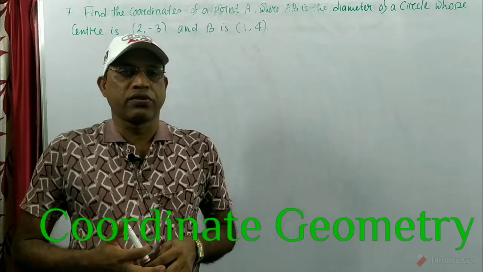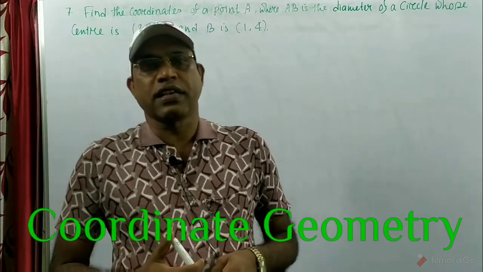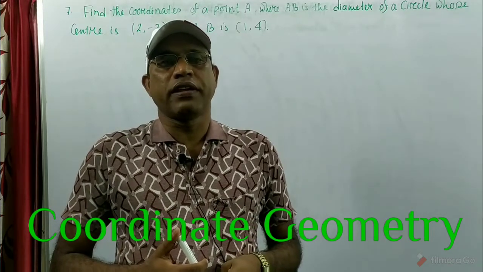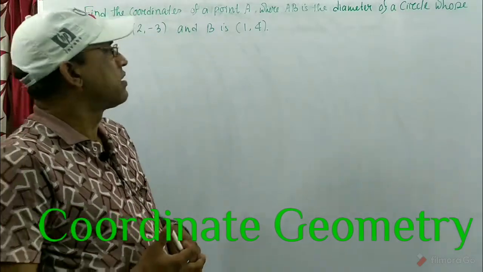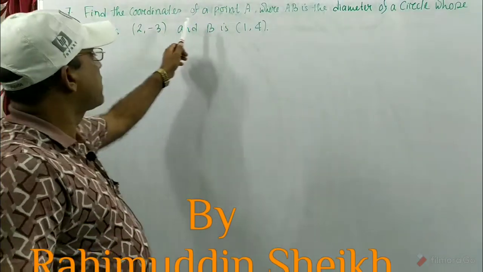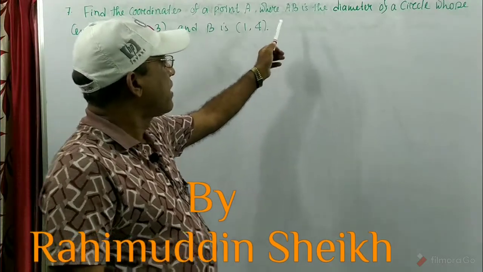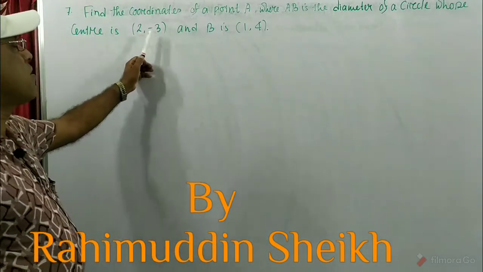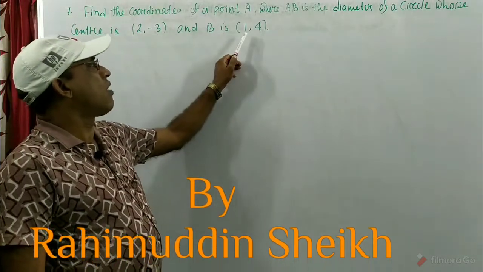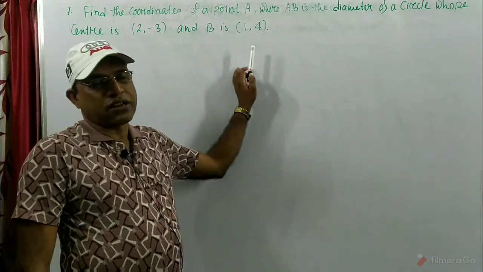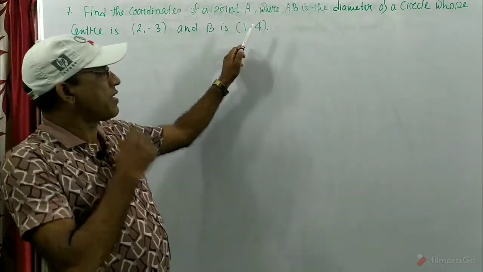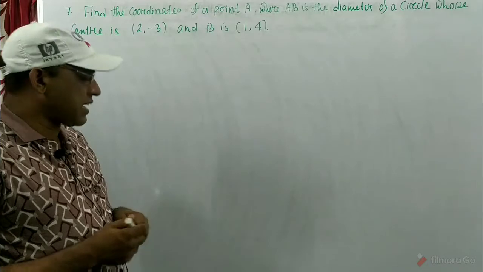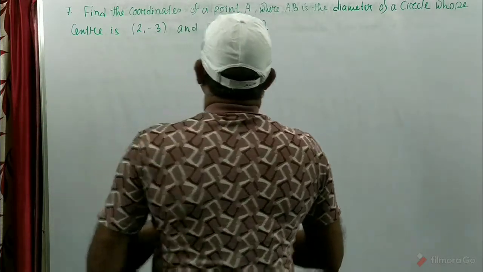So dear students, today consider exercise 7.2, problem number 7 of coordinate geometry. In this problem, find the coordinates of a point A where AB is the diameter of a circle whose center is (2, -3) and B is (1, 4). One circle is given whose diameter is given, one endpoint of the diameter is given, the other is not given, and the center of the circle is also given. Now what is the point A?